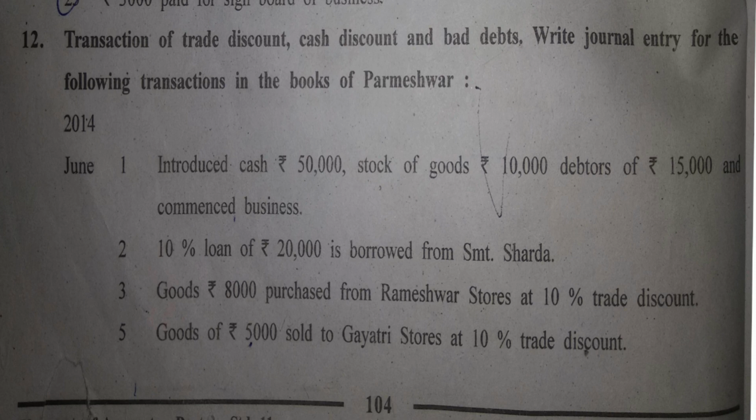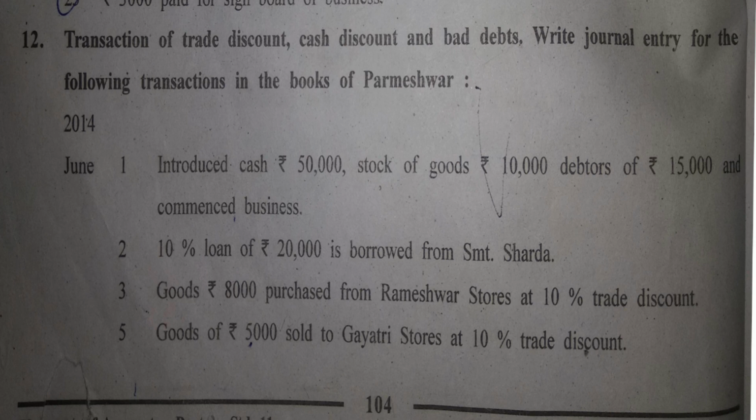How? 8,000, 10%. 10% of 8,000 is 800 rupees. 800 rupees is the trade discount that we are getting. Trade discount is to be calculated but cannot be shown in the books of accounts. And hence directly we'll be writing 7,200 rupees only. So this way 8,000 minus 800 will give you 7,200 rupees. Alright? And goods have been purchased.